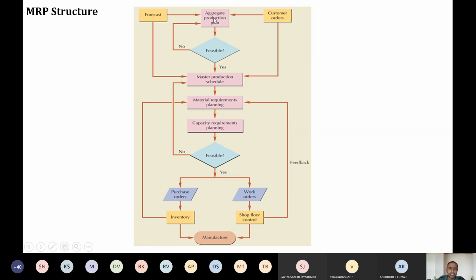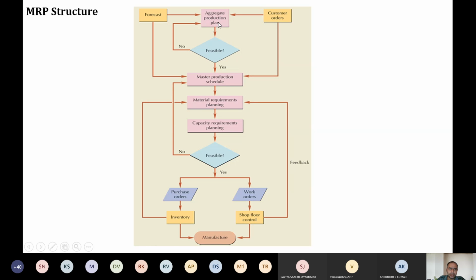Then they will know how many orders we received on a particular day. Based upon that, they will prepare the production activity. That is why forecasting is important: what could be the requirement. The customer order is the actual demand, versus the predicted demand and the actual demand.